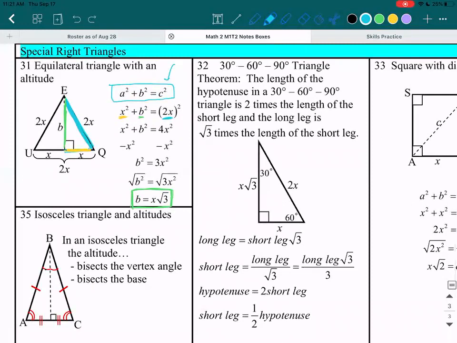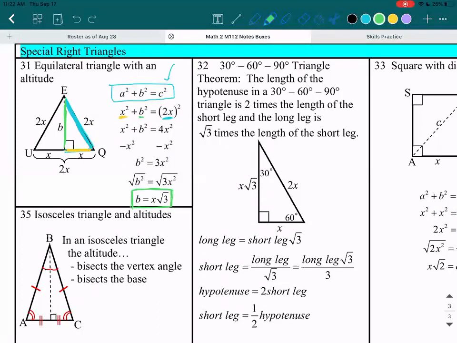So in box number 32, we have a 30, 60, 90 triangle. The theorem is that the length of the hypotenuse in a 30, 60, 90 triangle is 2 times the length of the short leg, and the long leg is radical 3 times the length of the short leg.